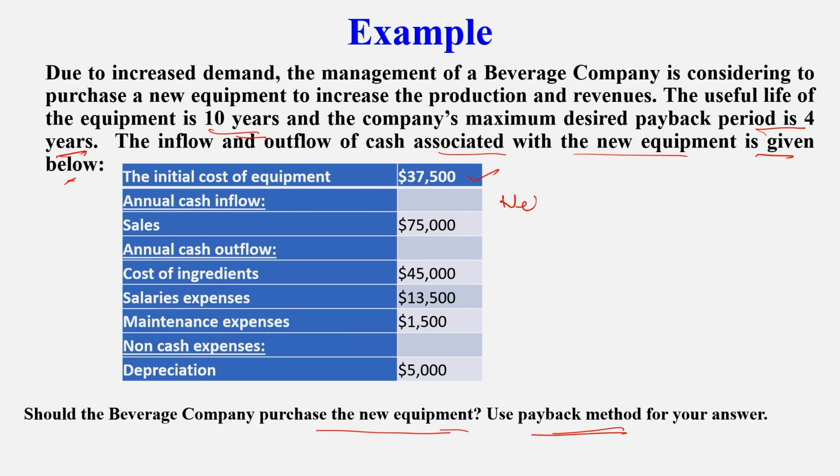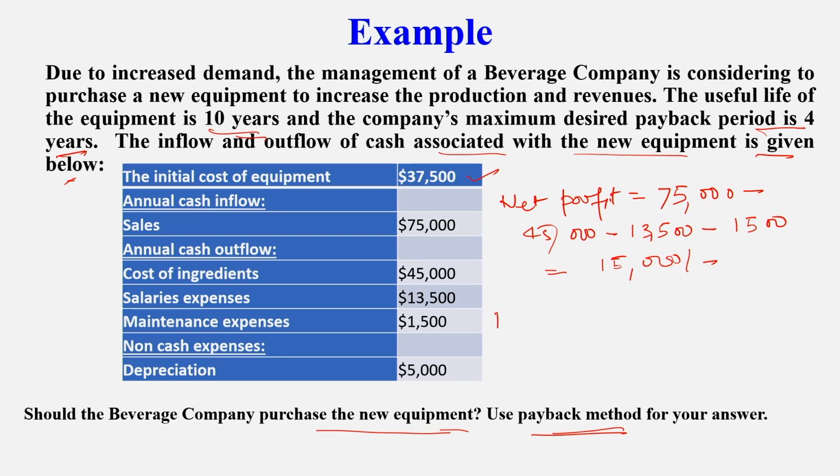To calculate the payback period, you first need the net profit. So, the net profit will be from the sales they are getting 75,000 minus cost of ingredient 55,000 minus salary 13,500 minus maintenance 1,500. So, you will be getting 15,000.